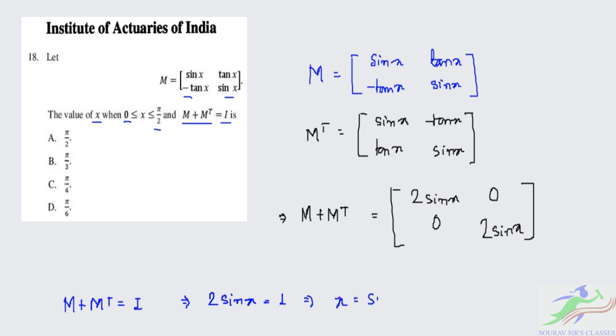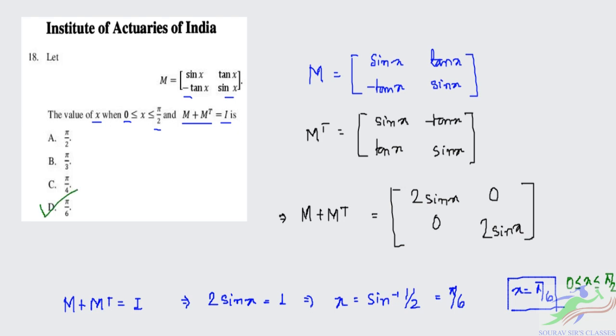So x is equal to sine inverse half. What is sine inverse half? Sine inverse half is nothing but pi by 6. So x is equal to pi by 6, in the interval where x is between 0 and pi by 2. So this will be the value of x, and our correct option for this question number 18 is D, which is pi by 6.